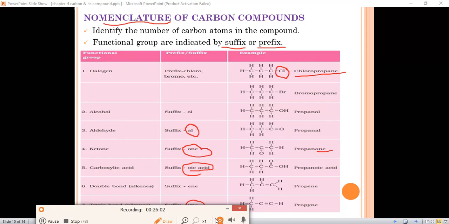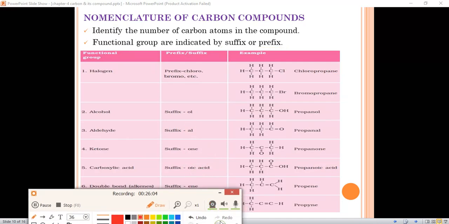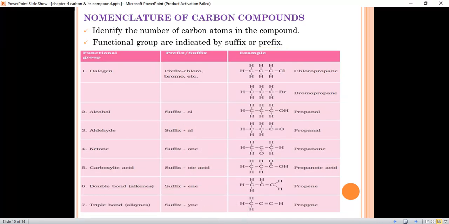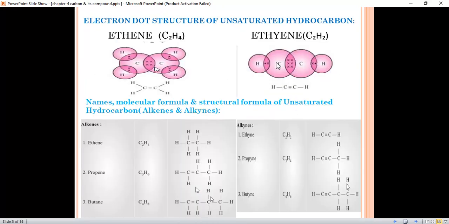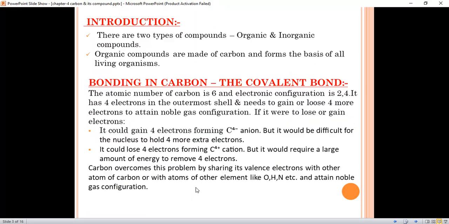Okay, like this you have to name the carbon compounds. Let's have a quick look at what we have studied till now. There are 2 types of compounds, organic and inorganic. Organic compounds are made up of carbon.